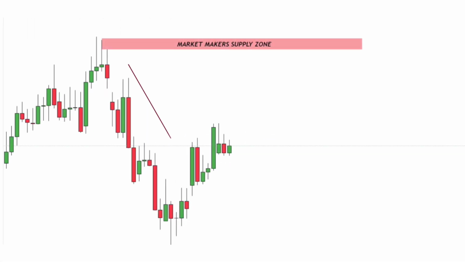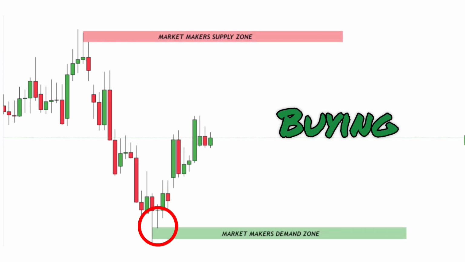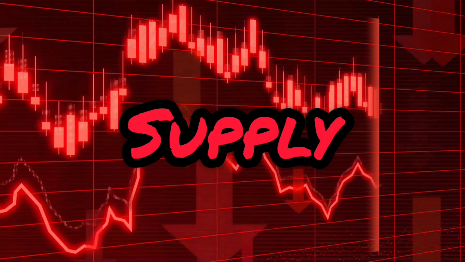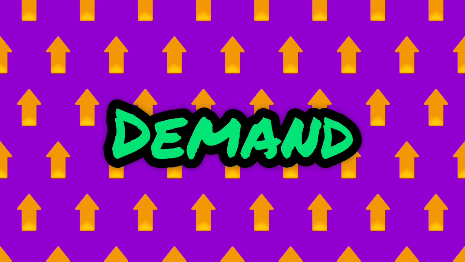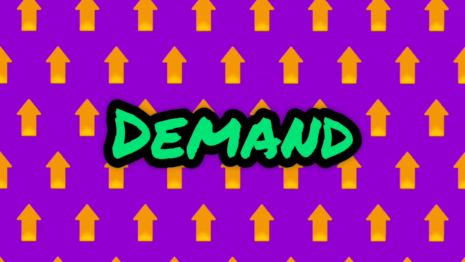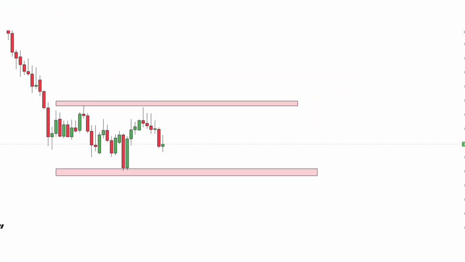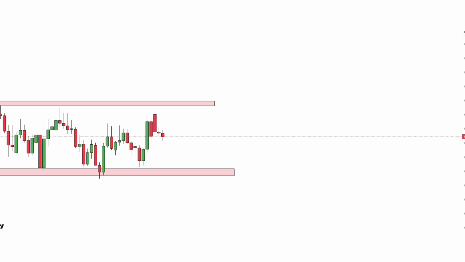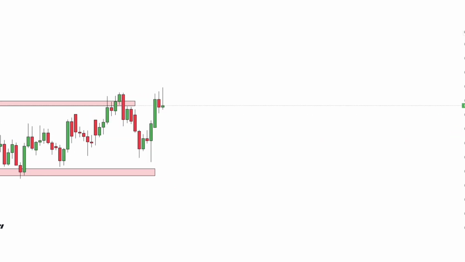So what is supply and what is demand? Supply is an area where price had an aggressive selling, and demand is an area where price had an aggressive buying. Supply is the same as going down, and demand is the same as going up. Let's start on where to draw these zones correctly, and I'll give you a little secret to make them more accurate.